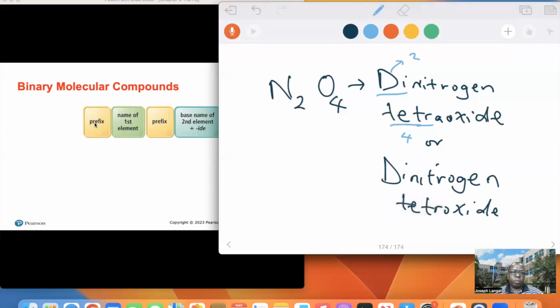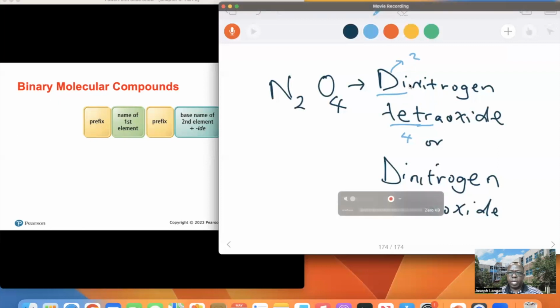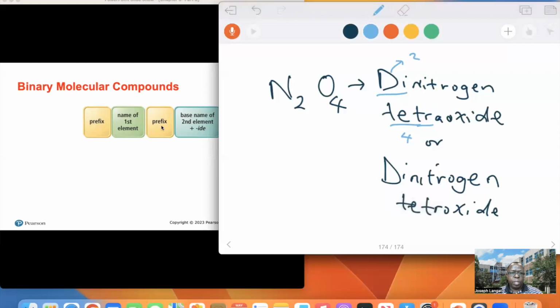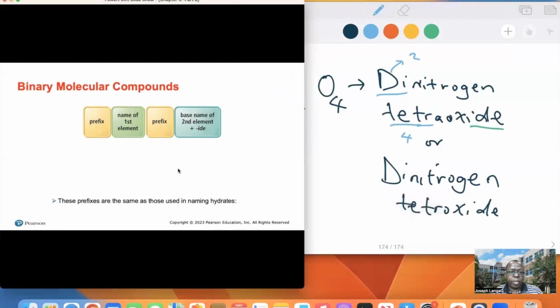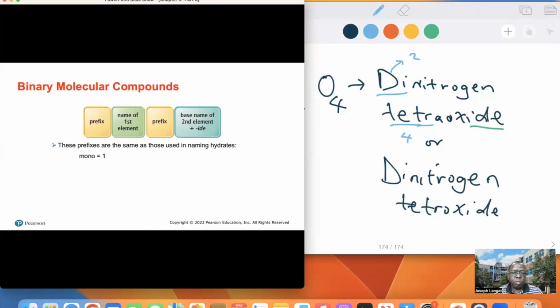The prefix here is used to indicate how many they are. And then the name of the first element, nitrogen, this is the first element. And then the prefix for the second one, tetra for 4, and then the base element, and you add the IDE. You see this IDE, for the most part, there is an IDE for naming that. So here, the prefixes are the same as those used in naming the hydrates. That's what I just mentioned, that we use the prefixes, and here they are. Please use index cards to learn them until you commit them to memory.